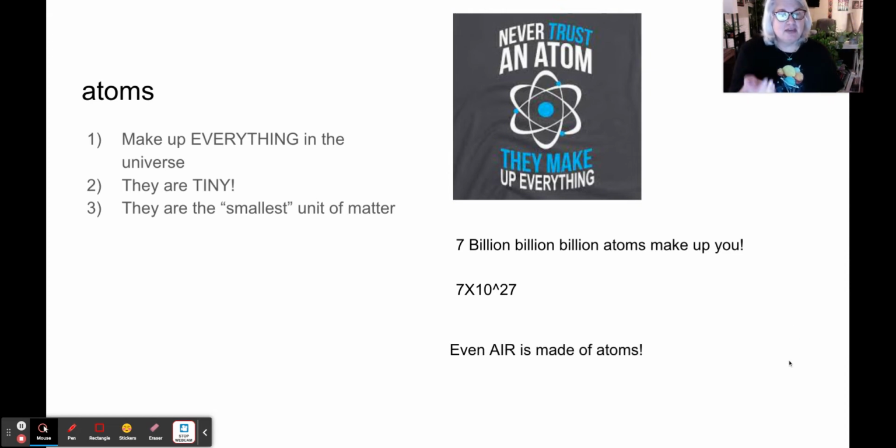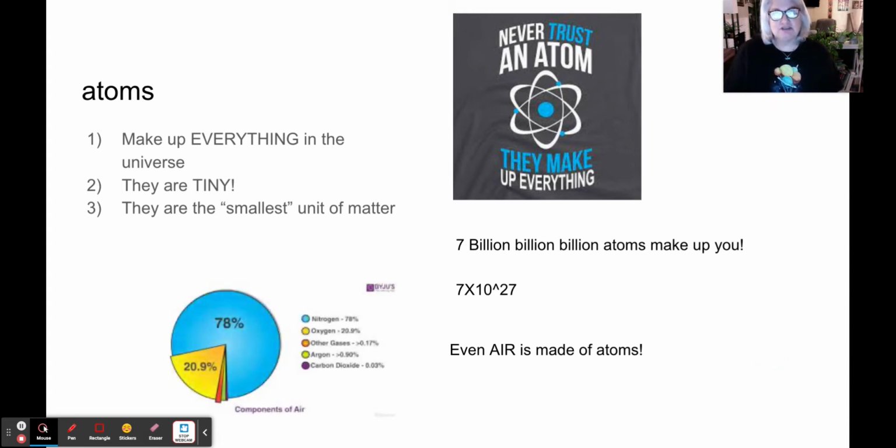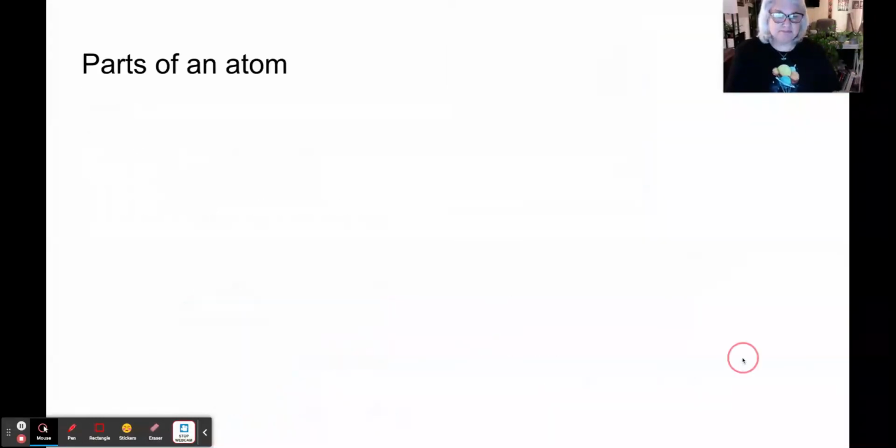Even air is made up of atoms, like what you're breathing. Most people think air is oxygen. It is not. It is mostly nitrogen. So there's a little thing, the components of air. And when we get into matter, we'll talk about how we know that air is made up of matter. Remember that matter has to have mass and it has to have volume, so it takes up space. So matter is anything that has mass and takes up space.